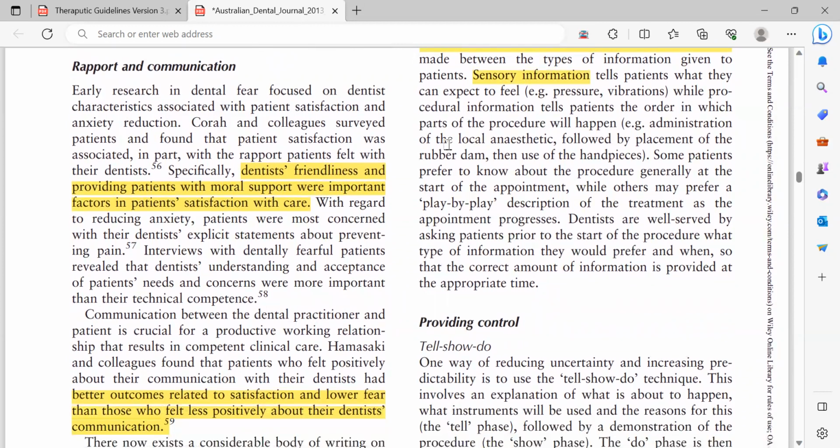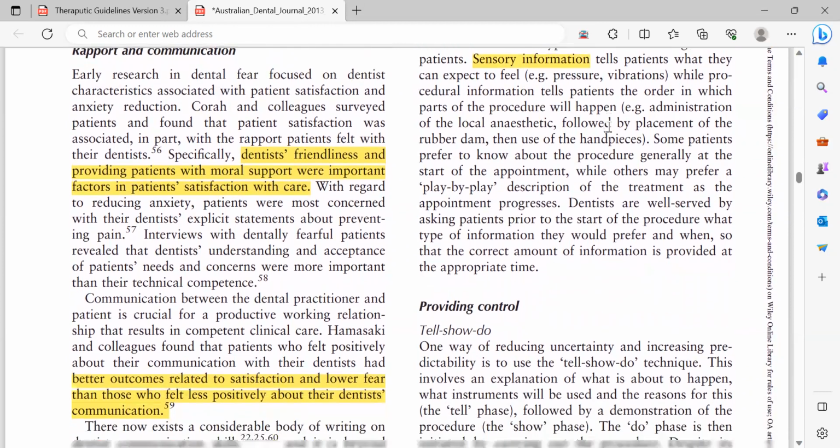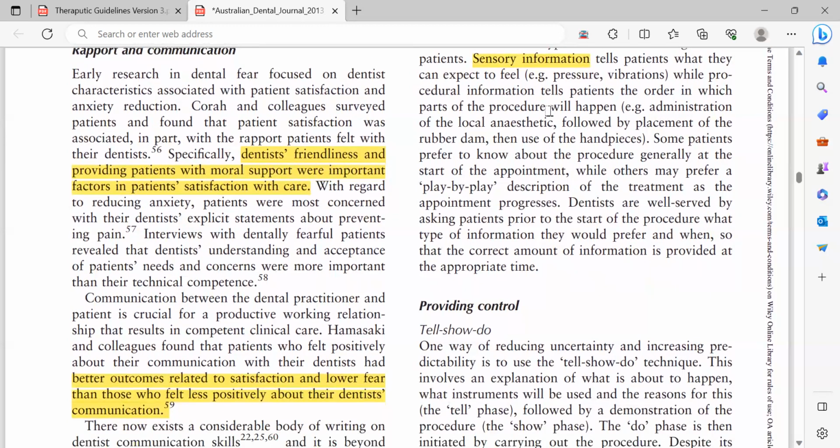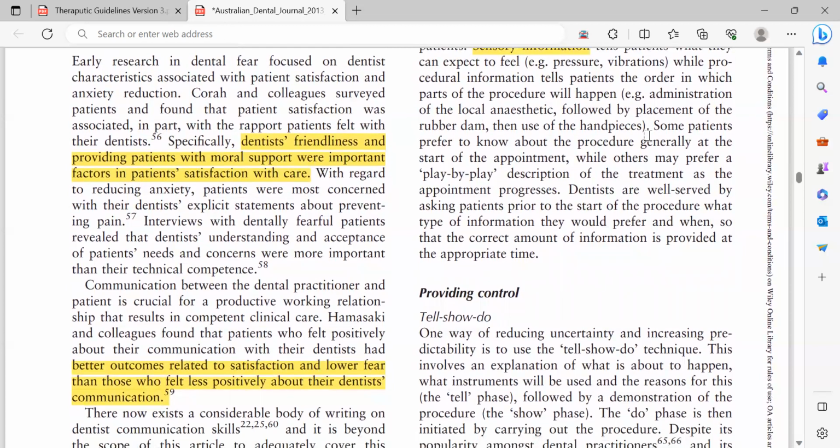Tell patients the order in which the parts of the procedure will happen. Like first you will administer the LA, then followed by placement of the rubber dam, and then you will use the handpiece. So you need to describe everything, every step, what you are going to do.